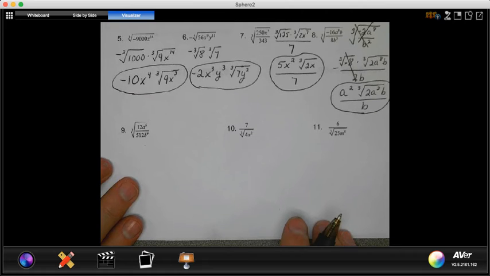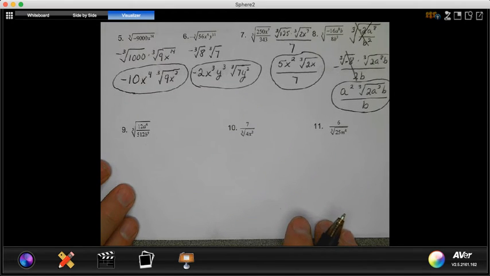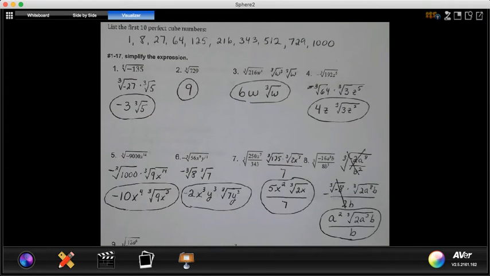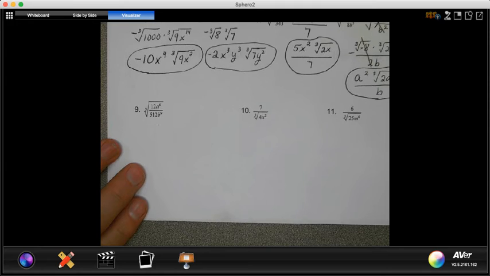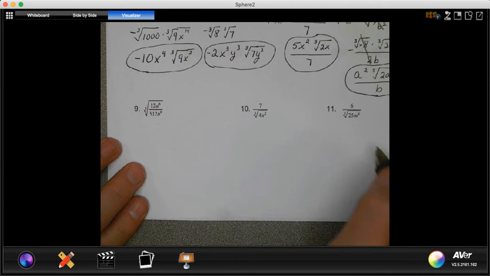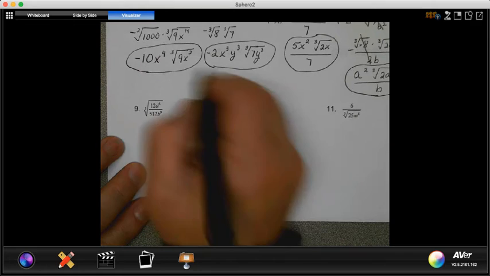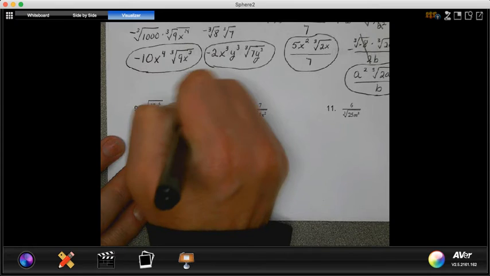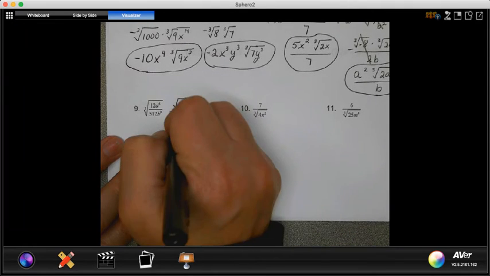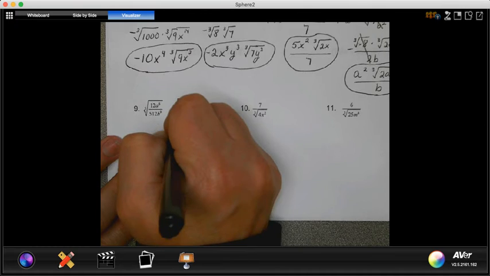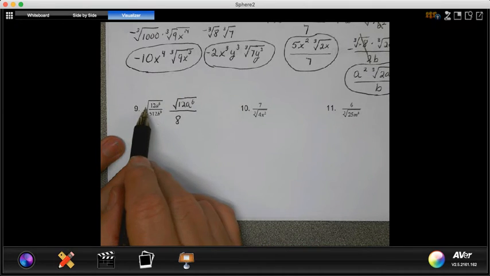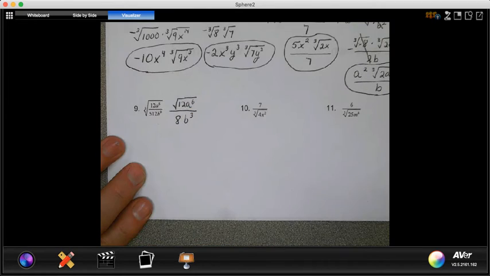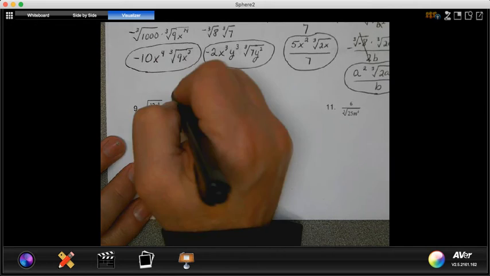Okay. Number 9. I'm going to root the bottom because I know 512 is a perfect cube because it's on my list. It's up there. 512. So the numerator, 12, there's no number that goes into 12. So my numerator is just cube root 12a to the 6th. And my denominator, the cube root of 512 is 8. And then the cube root of b to the 9th, right? 3 goes into 9 3 times. Okay. Oh, that's cube root.